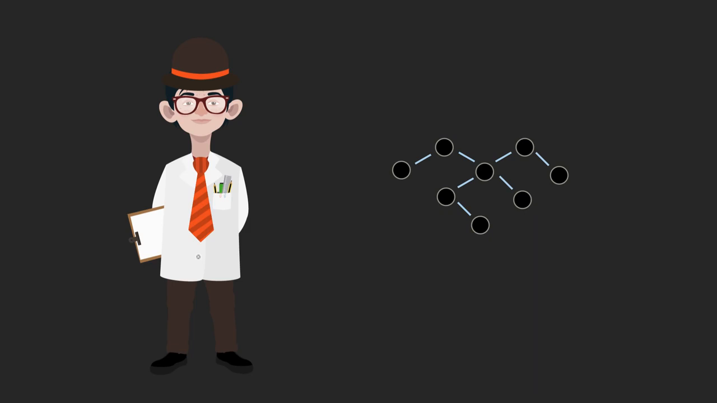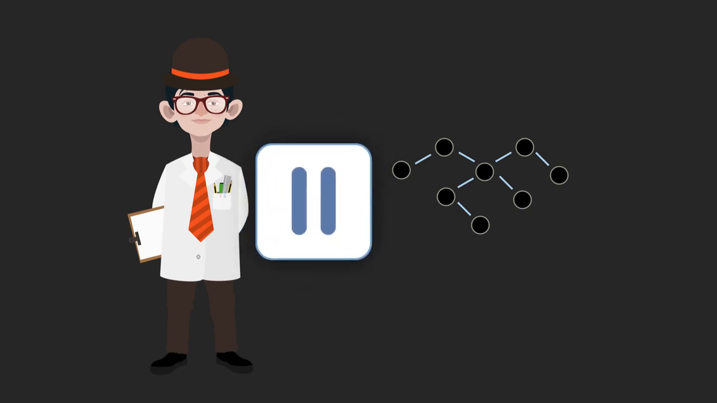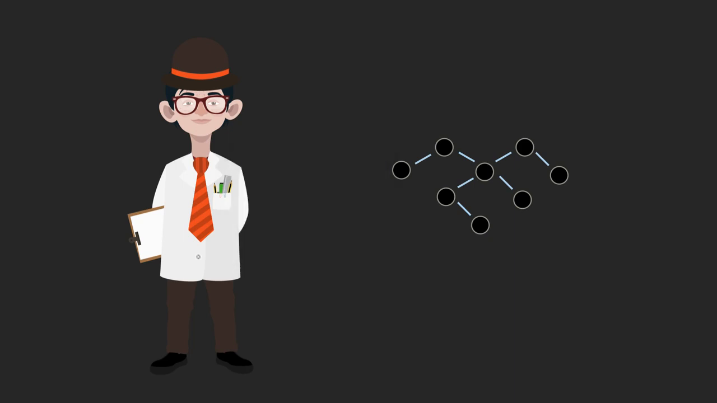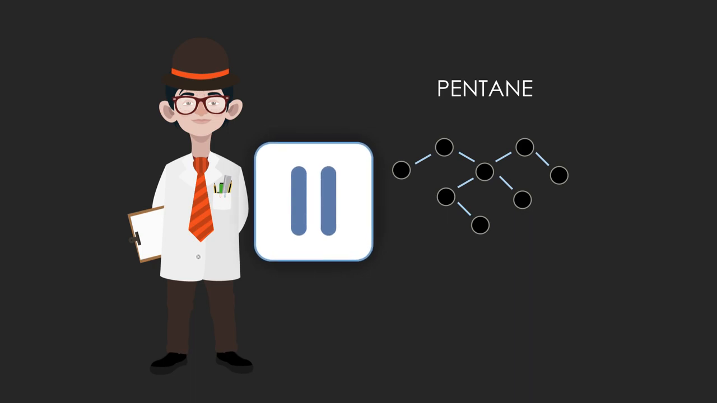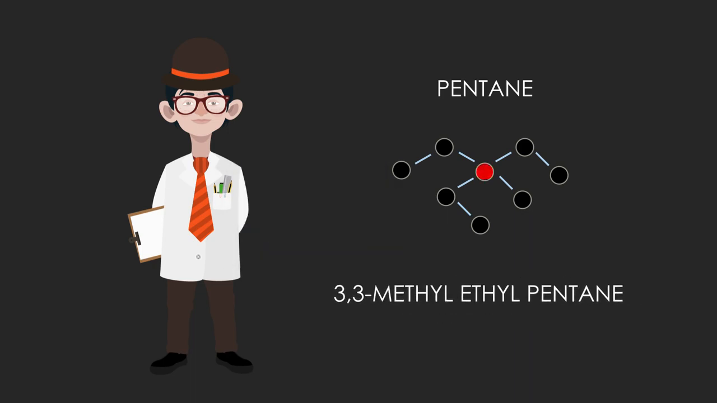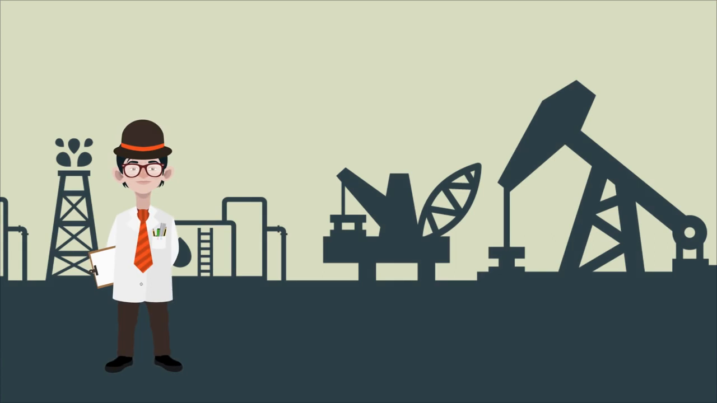Look carefully, there are 8 carbon atoms, so it is a structural isomer of octane. But what is its formal name? Pause and count the atoms in the longest chain. Whichever way you count, the longest chain is 5 carbon atoms long, so the name will be pentane. And off the third atom in the chain, there is an ethyl group and also a methyl group, so its name will be, pause and think, 3,3-methyl-ethyl pentane. But this compound is not normally found in crude oil and is very expensive.